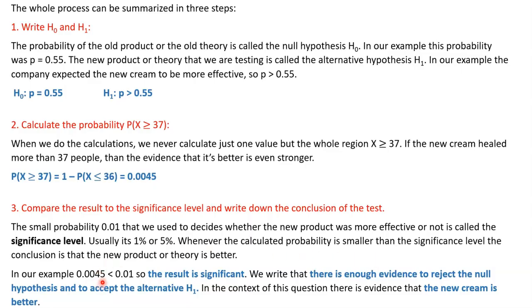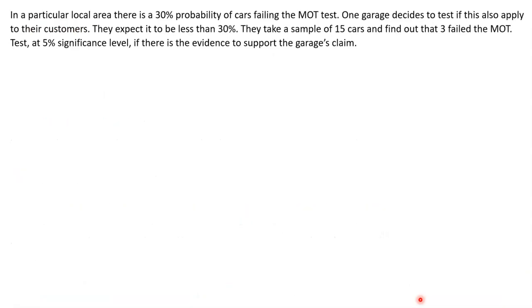In our example, again, it was less than 0.01, so the result was significant, and we can write that there is enough evidence to reject the null hypothesis and accept the alternative H1. It's also good always to write the answer in the context of this question, and so we can write that there is evidence that the new cream is better.